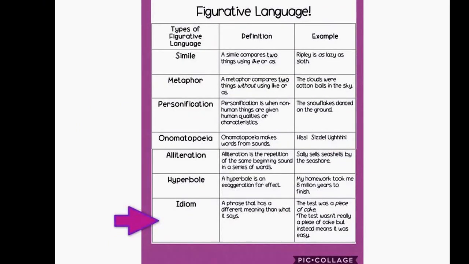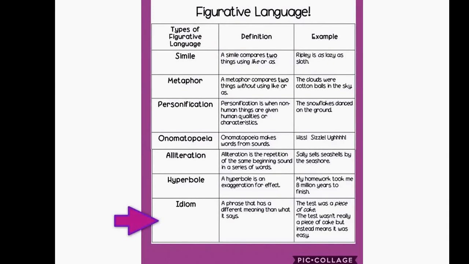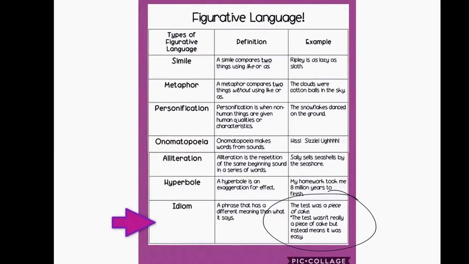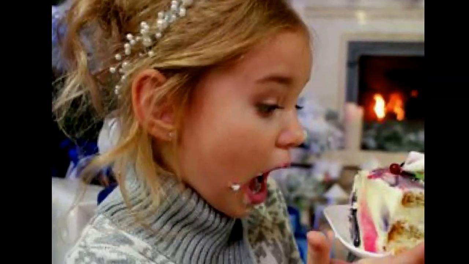We'll round out our list with our final type of figurative language, which is an idiom. An idiom is when the author says one thing and means another. They don't mean exactly what they say. These are kind of difficult to pick out in a text and difficult to identify when you're looking at types of figurative language. But if you take a look at what the author is saying, you know it doesn't mean exactly what it says. So the example we're looking at here is the test was a piece of cake. The test wasn't really a piece of cake, obviously. So let's figure out what it means.